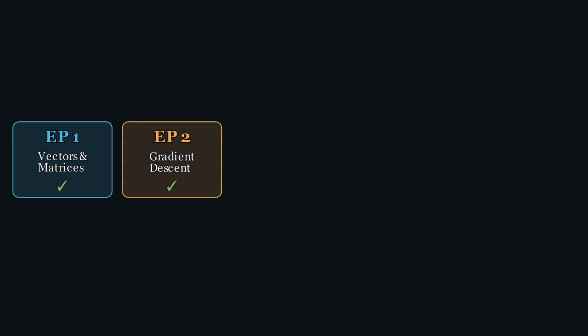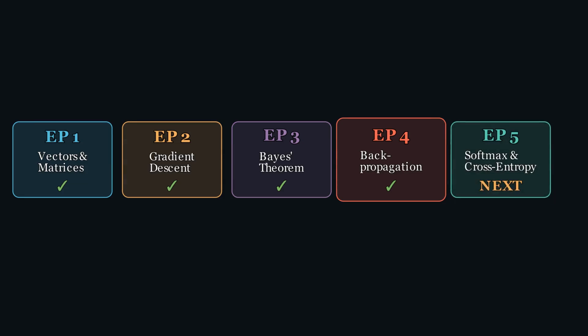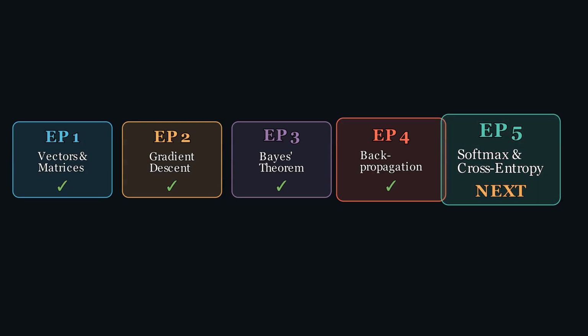In episode 1, we learned how AI represents the world as vectors and matrices. In episode 2, we learned how AI improves by descending through a mathematical landscape. In episode 3, we learned how AI handles uncertainty with Bayes' theorem. And today, we learned how AI learns from its mistakes by sending error signals backward through billions of connections. In episode 5, we'll discover how AI makes decisions, softmax and cross-entropy, the mathematics of choosing the next word.